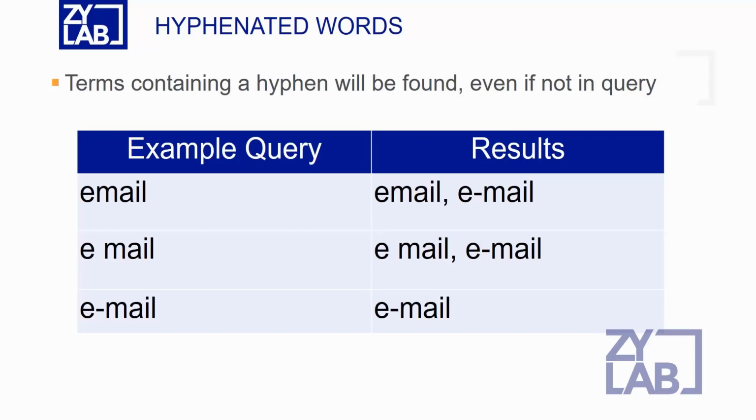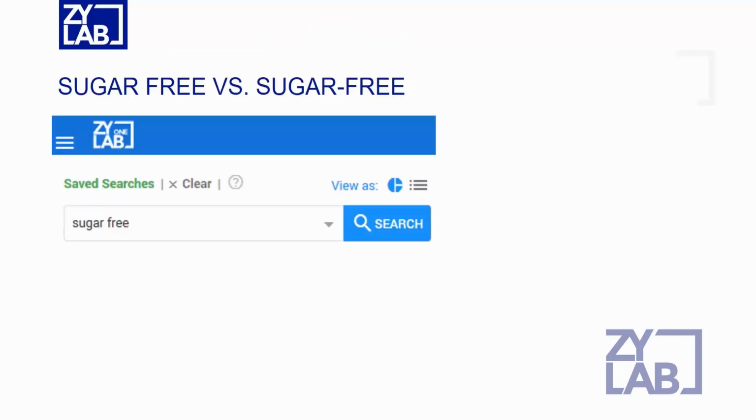However, the hyphenated version, e-mail, will only retrieve e-mail. In this example, the search sugar free without hyphens would return the hyphenated form sugar-free.